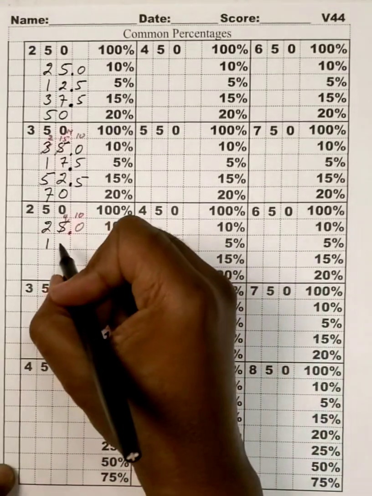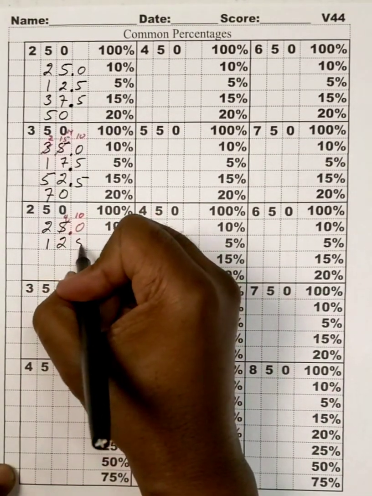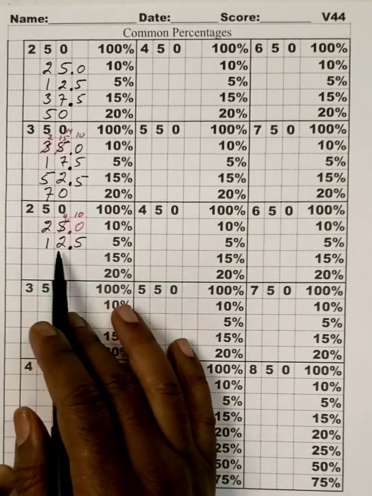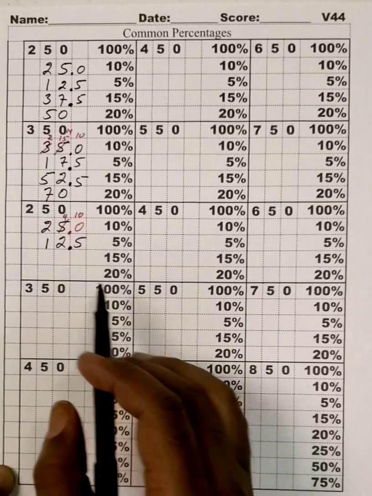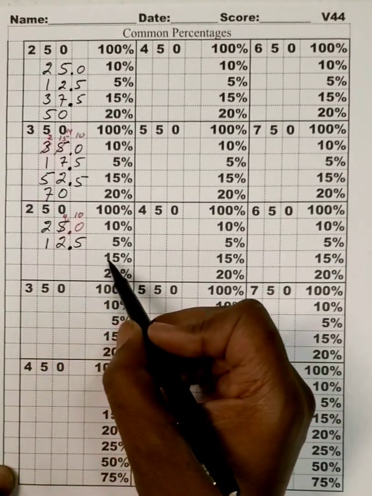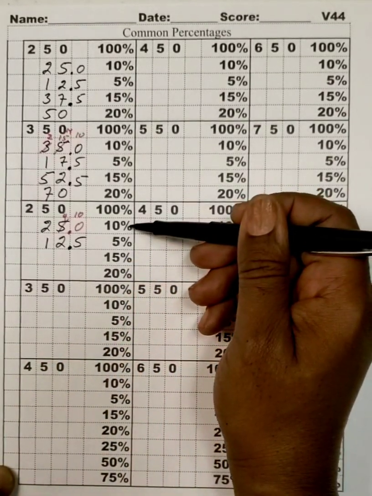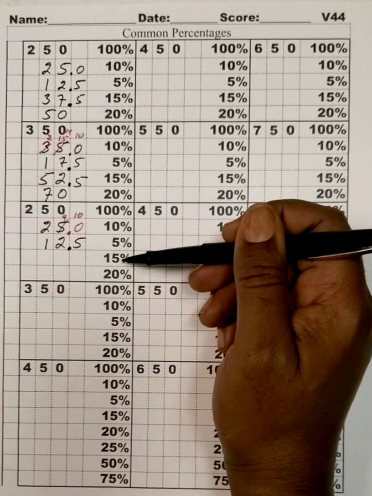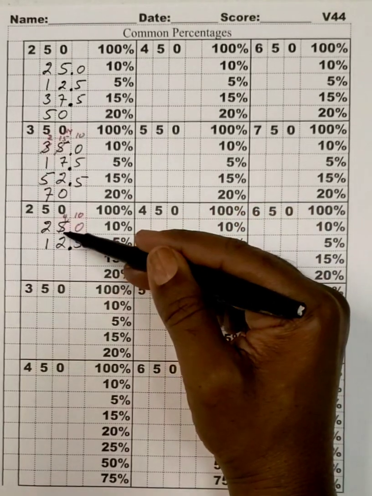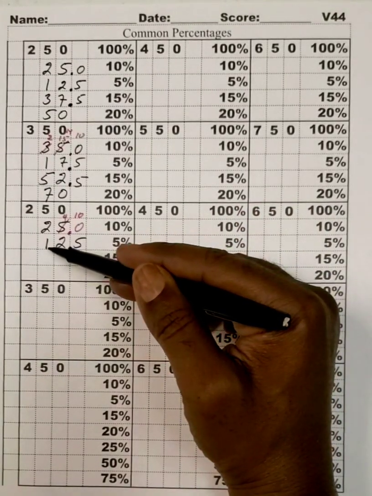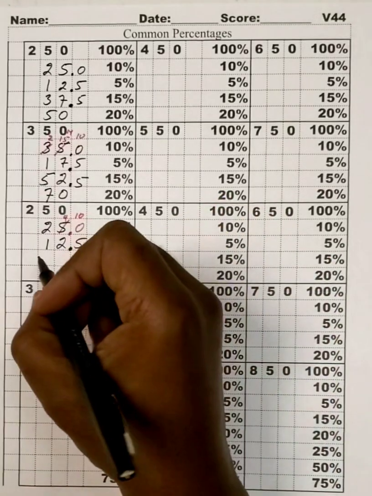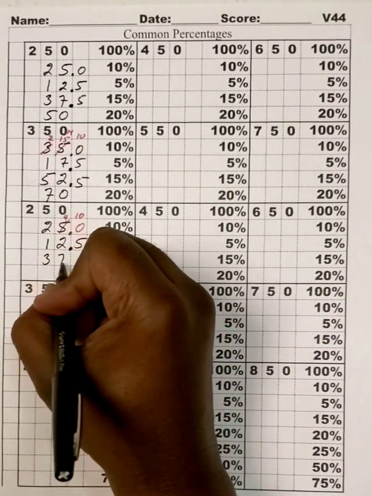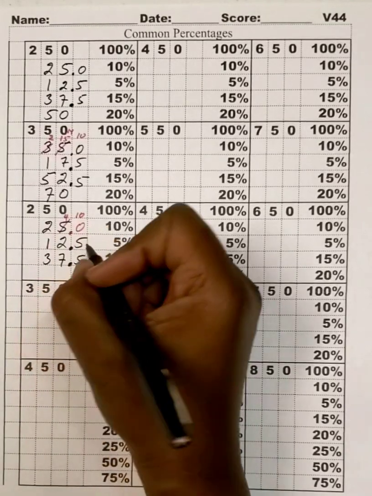Okay, so half of 4 is 2. And half of 10 is 5. And I add my decimal. So 5% will be 12.5. Next, 15% we find by combining our 10% and our 5% together. If I combine 10% and 5%, we get 15%. So that means we have to combine our 25.0 to our 12.5. This is going to give us 37.5.